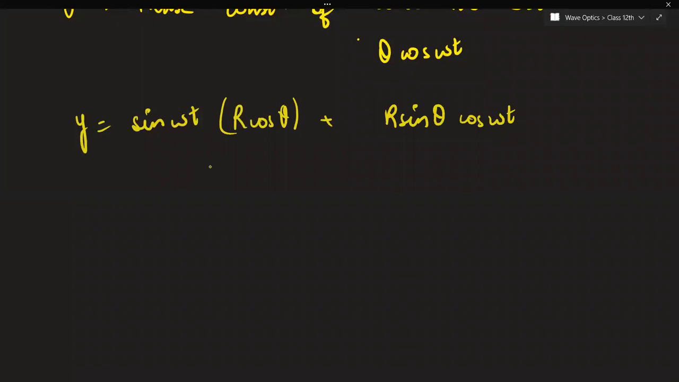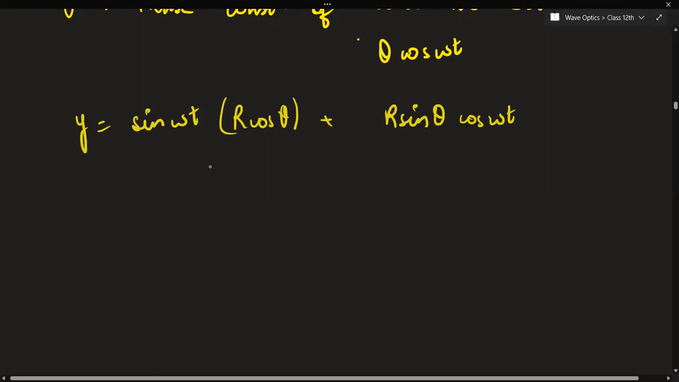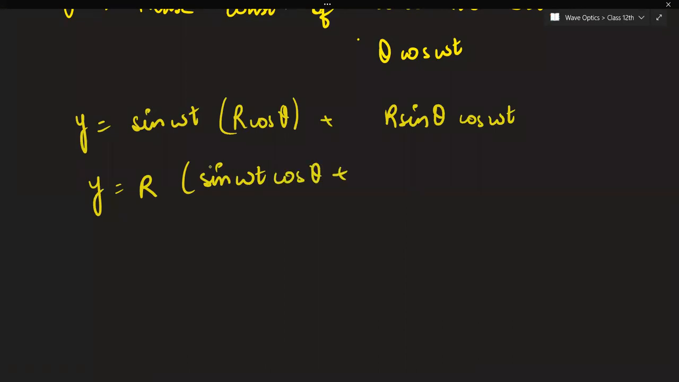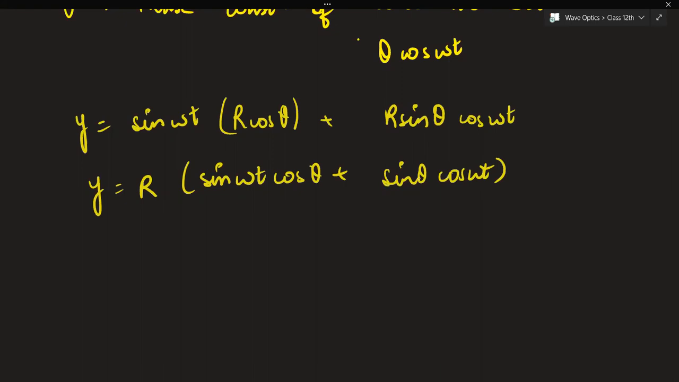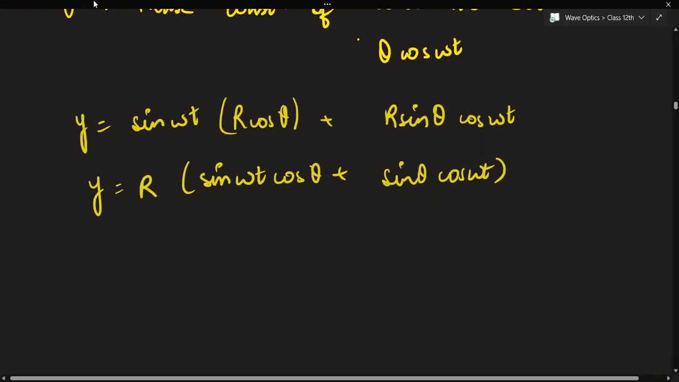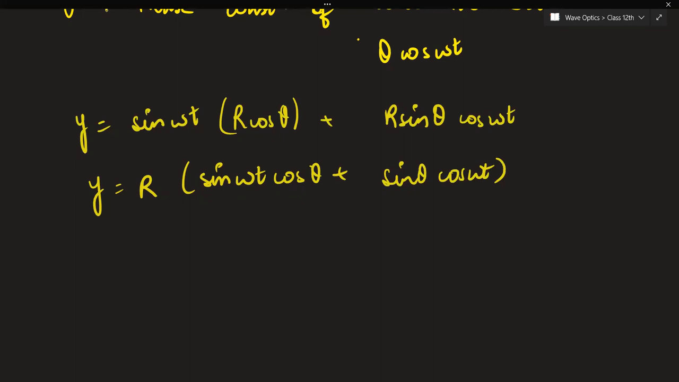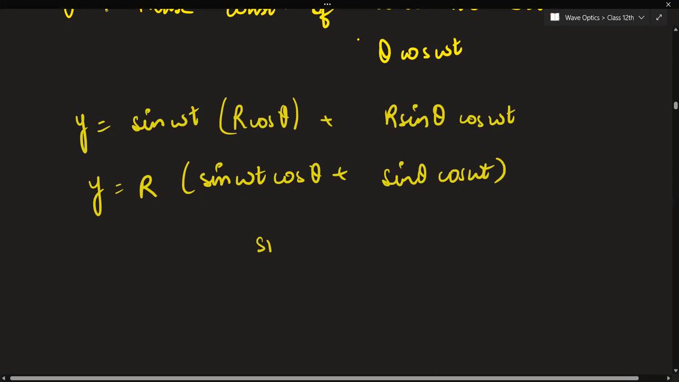Let's take R common from both the terms. If you take R common, this is sine omega t cos theta plus sine theta cos omega t. Same identity you will see, sine A cos B plus cos A sine B. That will give you sine A plus B. And what is left? Y is equal to R.